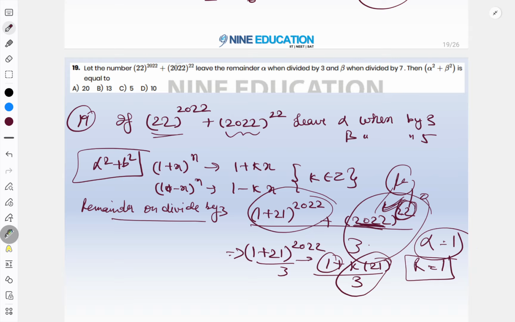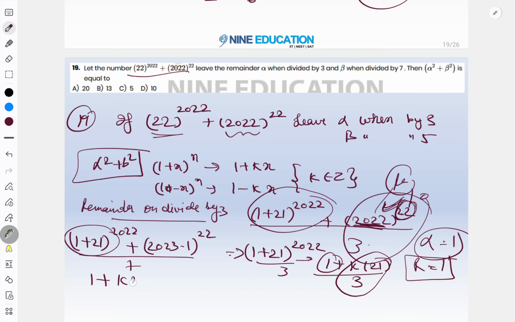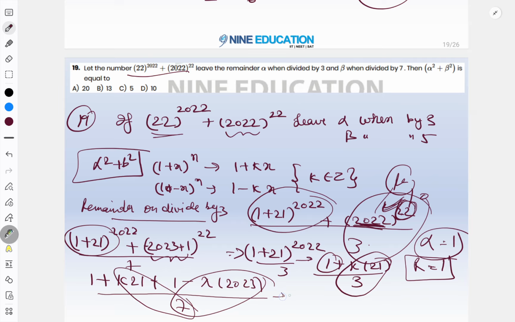To calculate the remainder by 7, write it again. So that is (1 plus 21) power 2022, and write 2022 as (2023 minus 1) power 22. By 7 you are dividing. So if you are dividing by 7, this one you can write as 1 plus k into 21, and this can be written as 1. You just take the minus common, it doesn't matter because it's an even power, right? So this is 1 minus lambda times 2023 something, using the above theorems, by 7. Now this is exactly divisible by 7, so remainder is 2. Hence beta equals 2.